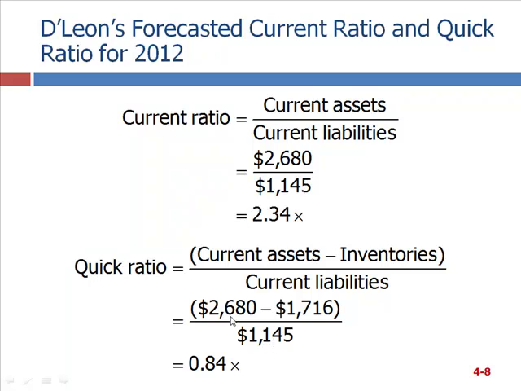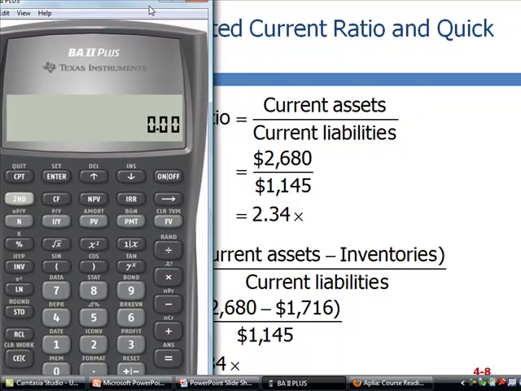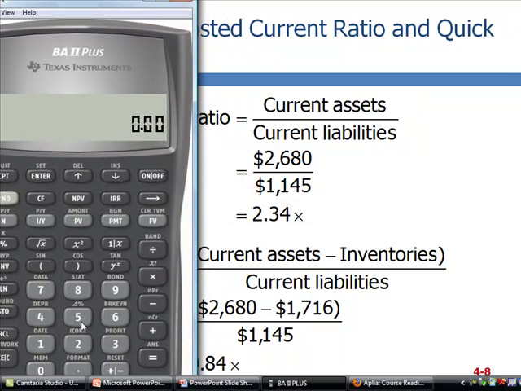But we're taking this 2680 in current assets, again that is in thousands, and we're subtracting off the inventory against it. So we could take a look at our calculator. In fact, let me pull that up for just a minute. Okay, so we could take 2680 and subtract off 1716. Okay, and that gives us 964. 964 is the total of cash and accounts receivable, just those two. And again, that is in thousands.